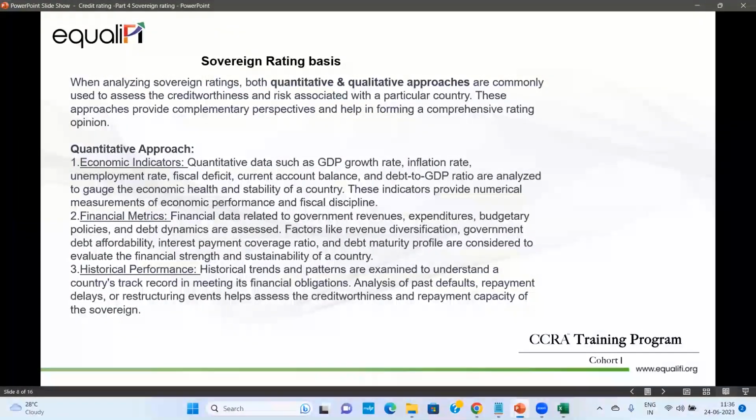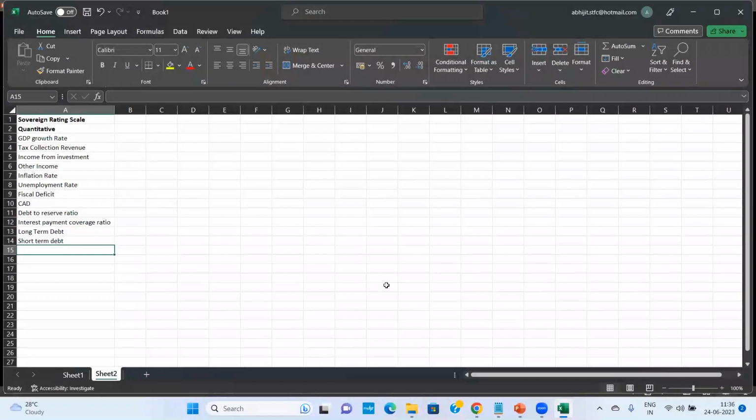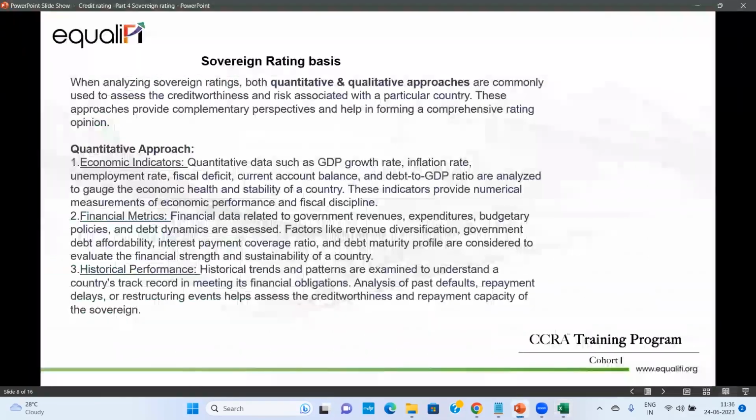Next is historical performance: past defaults, repayment delays, restructuring. So when I say I will consider restructuring percentage in the entire banking sector, NPA percentage in the country, right?